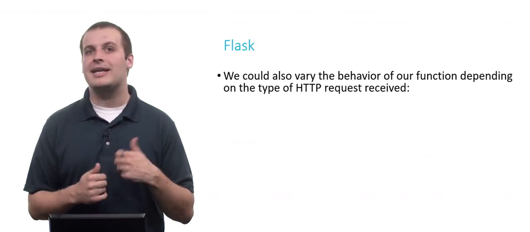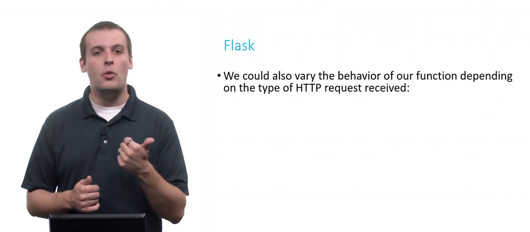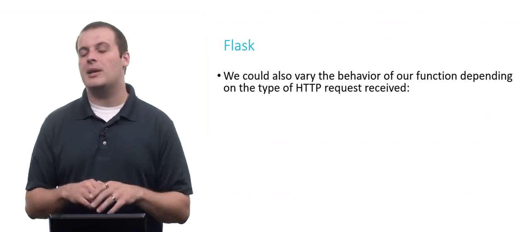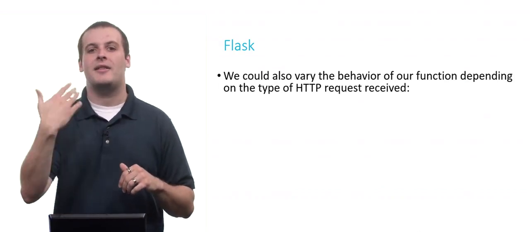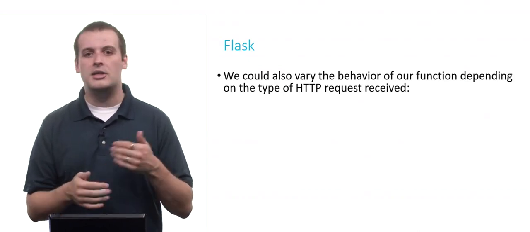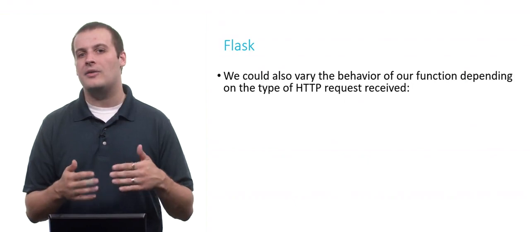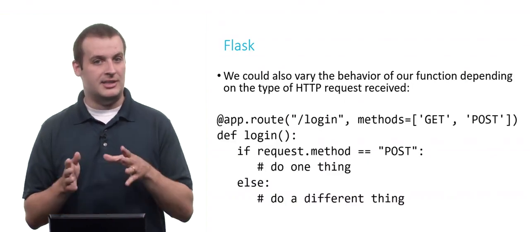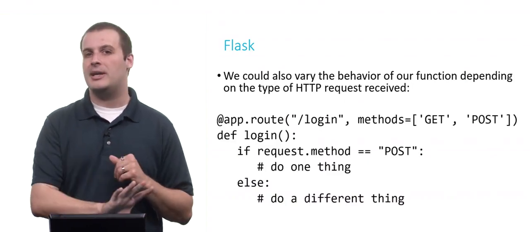So for example, if we got a GET request, we might show them the form. But if we get a POST request, then we're going to be expecting that they have provided some data via the form. So we can use one URL to do 2 different things depending on how the data came to us. And that actually is what we do.